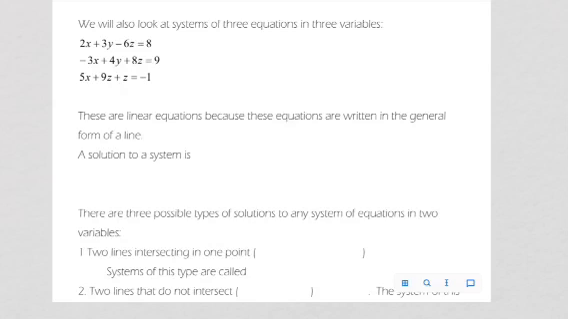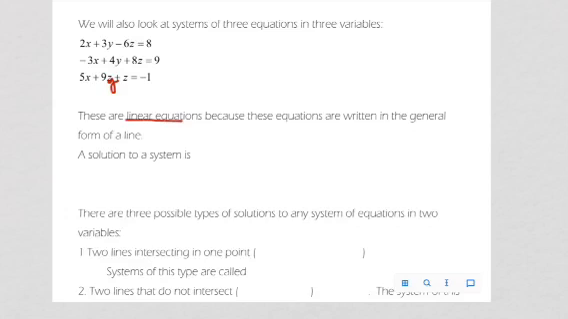You can also have a system of three equations with three variables. For example, 2x + 3y - 6z = 8, -3x + 4y + 8z = 9, 5x + 9y + z = -1. Oh my, I've never noticed that typo before. These are linear equations because they're all the general form of a line.